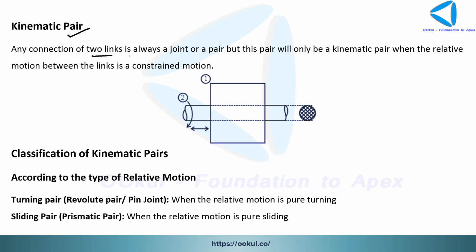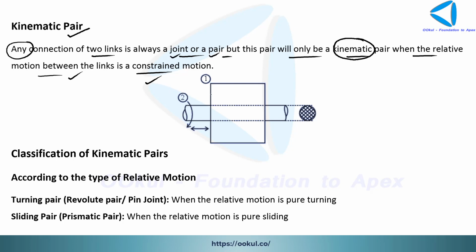Any connection of two links is always a joint or a pair, but this pair will only be a kinematic pair when the relative motion between the links is a constrained motion. This is very important. Any connection is always a joint or a pair, but this will be called a kinematic pair only when the relative motion between the links is a constrained motion. Okay, I hope you get it.